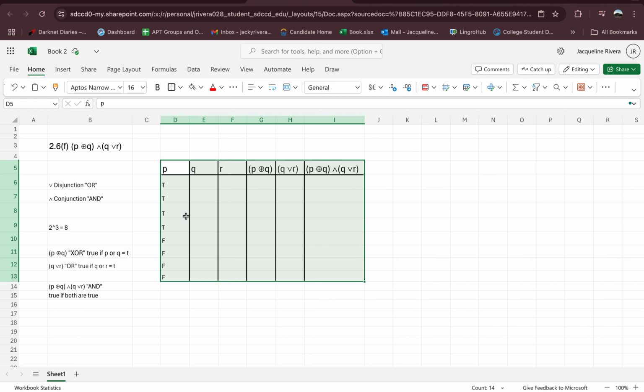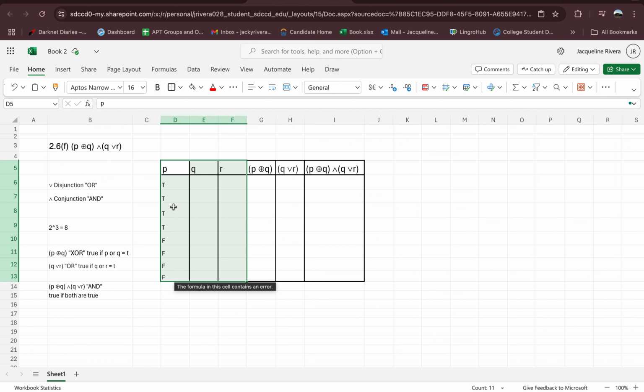6 columns, and in those columns I made 8 rows. I got the rows by doing 2 to the power of 3. The reason it was 2 to the power of 3 is because you can only get 2 options, so it's either true or false, which is where the 2 comes from, and the 3 comes from how many we have here, which is P, Q, and R, which is 3. So that makes 8 rows.